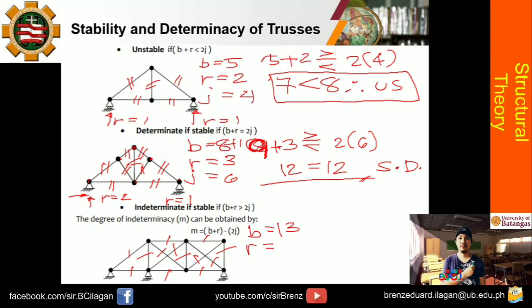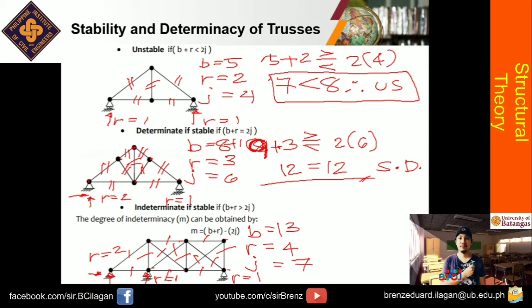So R. So dito meron kang dalawa. So R is equals to 2. Ito, meron ka ditong 1. And dito, meron kang roller. So that is also a 1. So 2 plus 1, 3 plus 1, 4. And the number of joints. So bilangin mo lang yung may mga itim-itim. So 1, 2, 3, 4, 5, 6, 7.